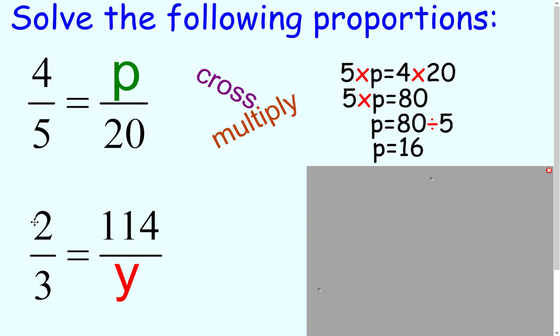However, look at the second example. You might be able to quickly look at this and figure out 2 times something, maybe it's 50 something, maybe it's 60 in your head. But if you can't, use cross multiplication. It's going to work.